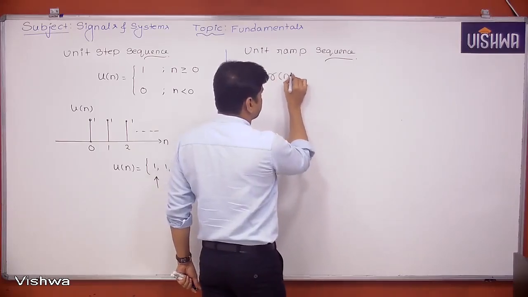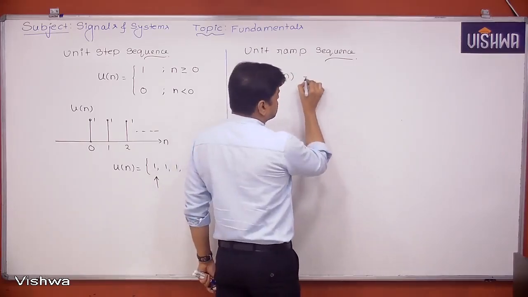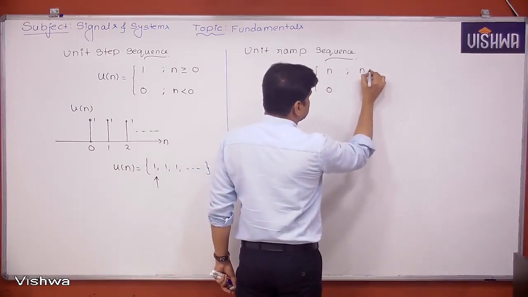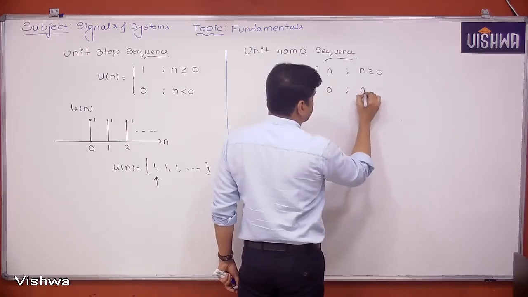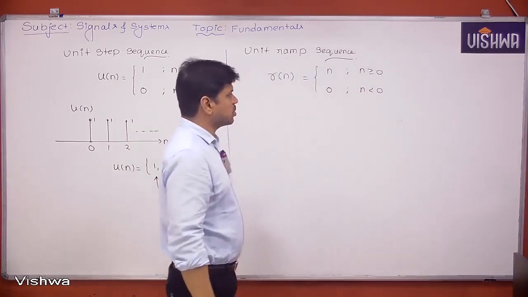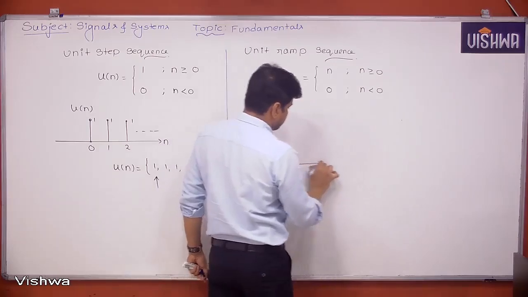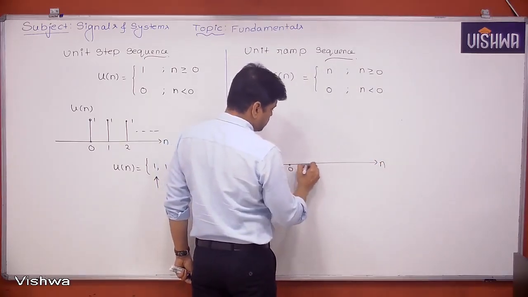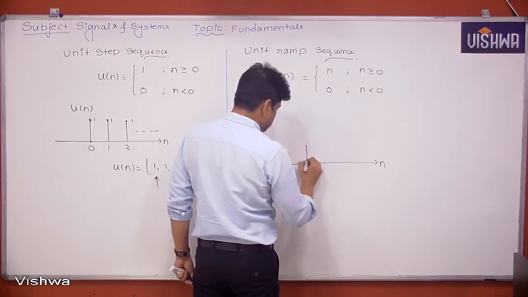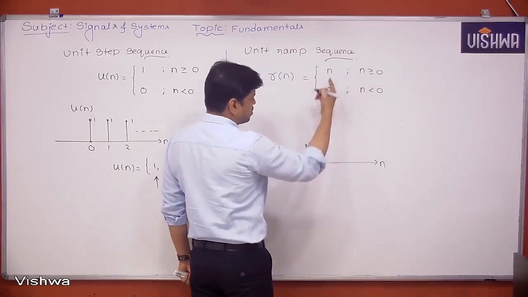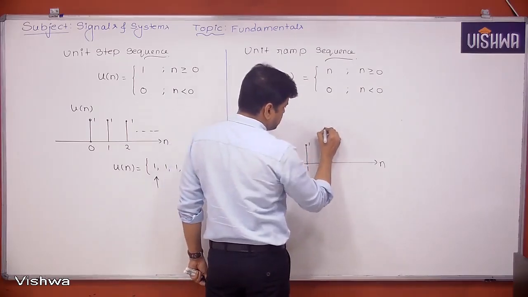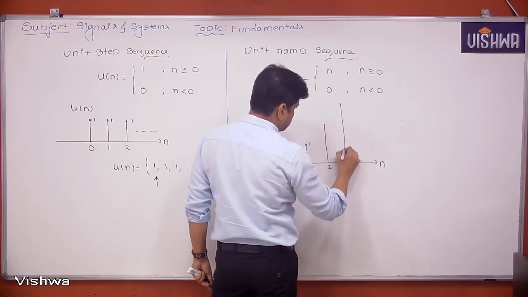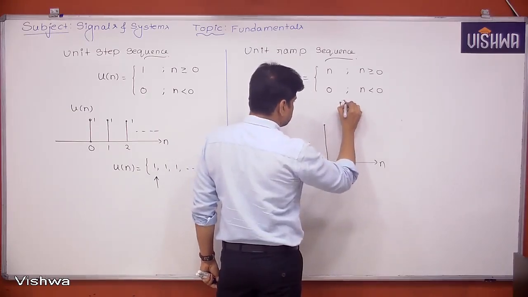It is represented with r of n. r of n is equal to n for n greater than or equal to 0, and 0 for n less than 0. Now, how can we represent this graphically? If n is equal to 0, its value is 0. If n is equal to 1, its value is 1. Next, n is equal to 2, its value is 2. n is equal to 3, its value is 3. Like that, it will go.